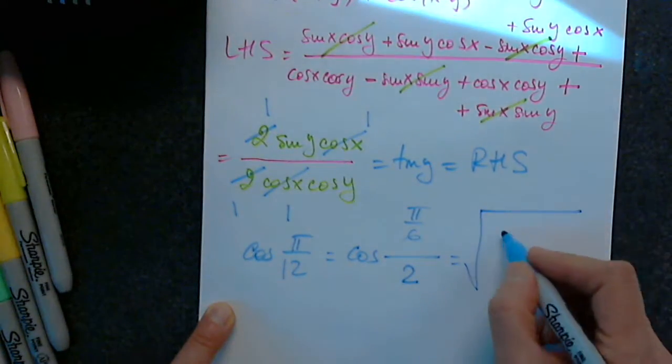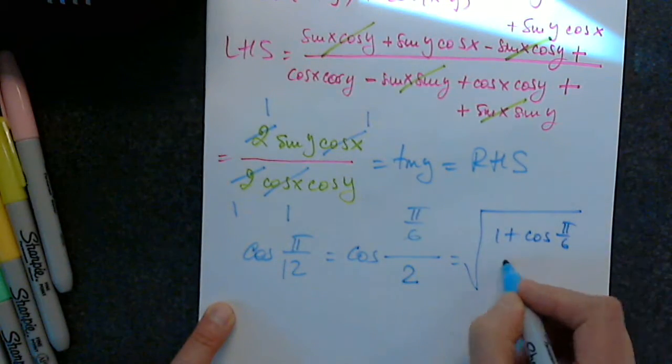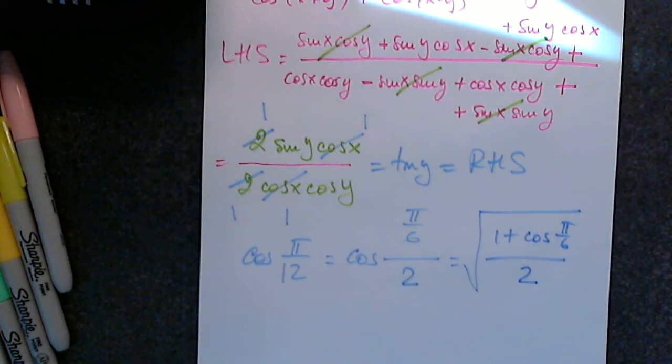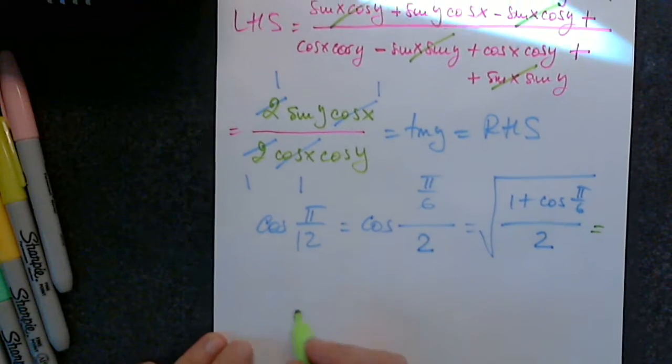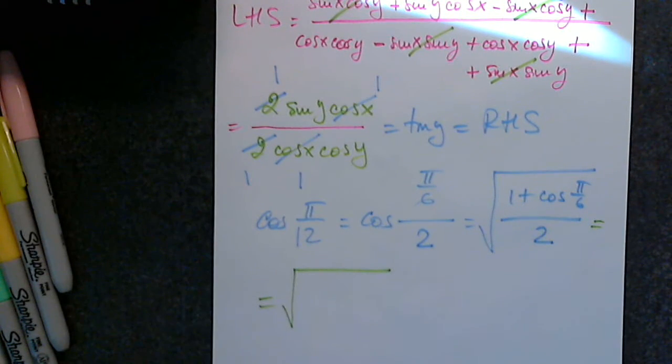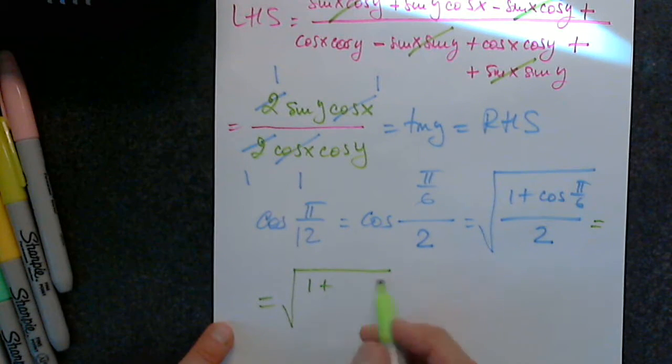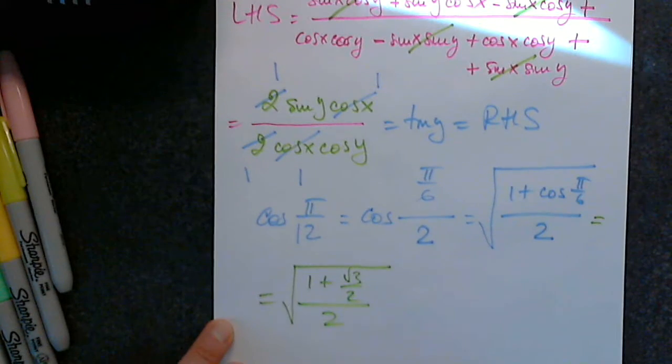And I have the square root of 1 plus cosine pi over 6, over 2. This is a very important formula to remember. And it's done, basically. I just have to replace cosine pi over 6. So how much is cosine pi over 6? That's the 1/2. Sorry, that's for sine. Square root of 3. Yes. The square root of 3 over 2, everything over 2.